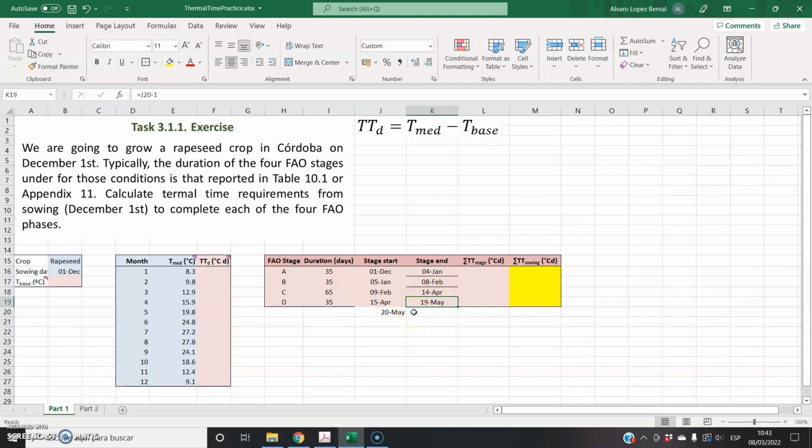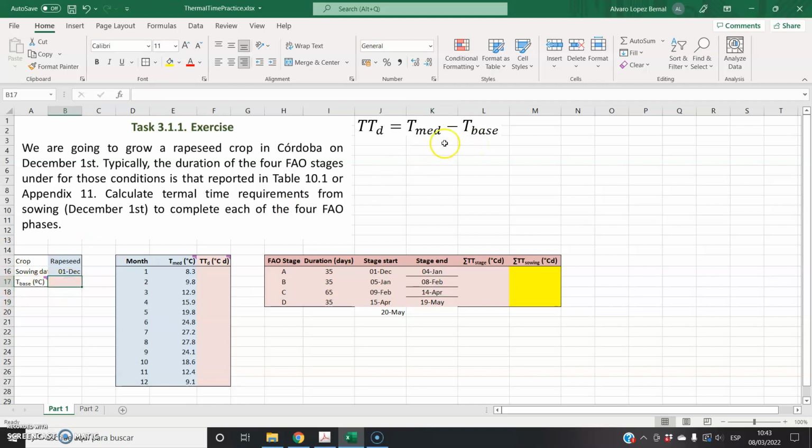Now let's calculate the thermal time requirements, and for this we have to review the concept of thermal time. Remember that we calculate the thermal time that is accumulated in a single day from the difference between the average daily temperature and the base temperature. Here in this table we have average values of monthly temperature for each of the months of the year in Córdoba. We now need information on the base temperature, which is specific for our crop.